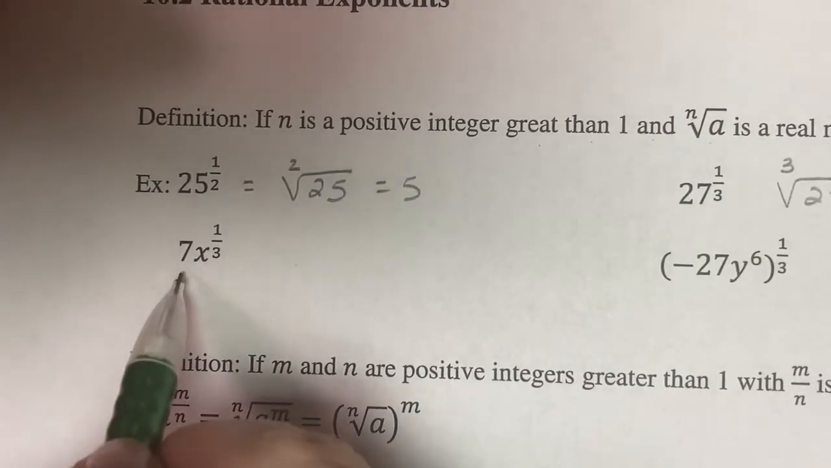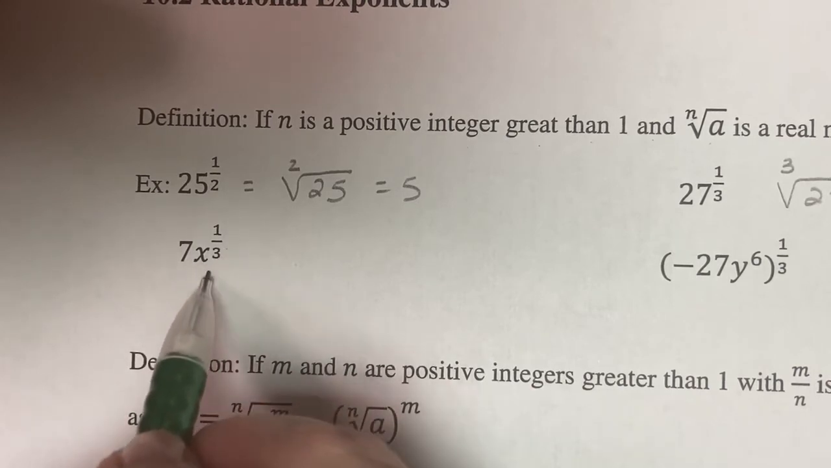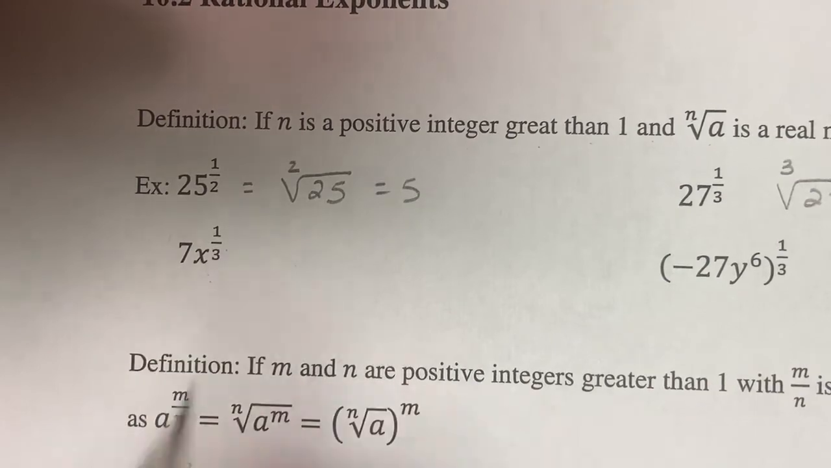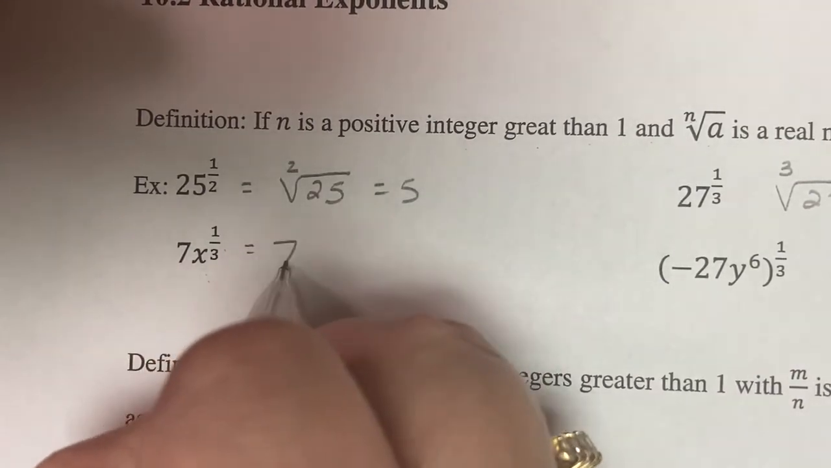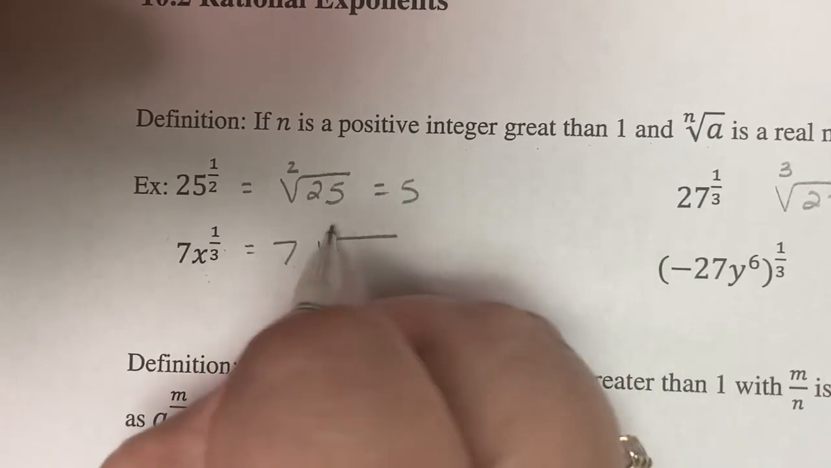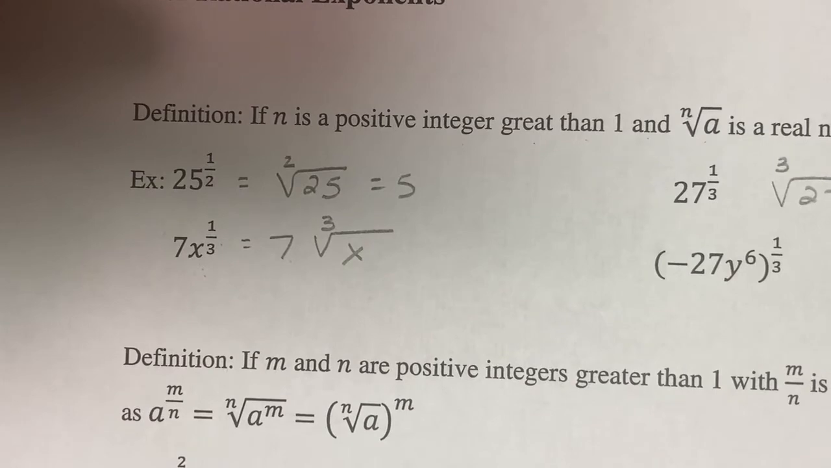Now look at this one, 7x to the 1/3. So first of all, notice that it's only the x that's being raised to the 1/3 power. There are no parentheses around the 7x. So the 7 stays outside of the radical. X to the 1/3 would be rewritten as the cube root of x.